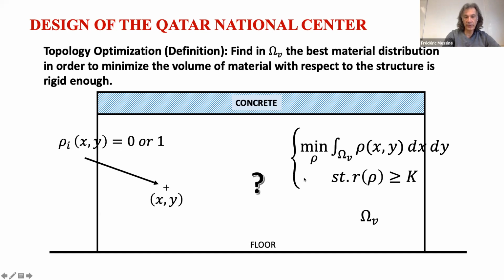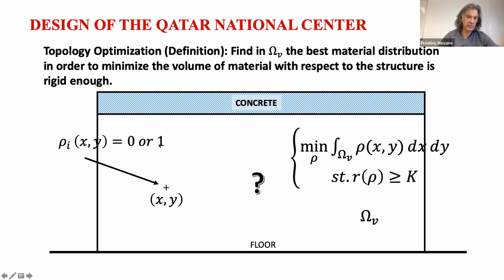So if you see your problem, you have to minimize, of course, an integral, but you minimize the volume of concrete, for example, that's kind of mass. And you have, subject to (ST is for subject to), that the rigidity has to be strictly superior to a limit that I put K. And of course, rho are elements from 0, 1.